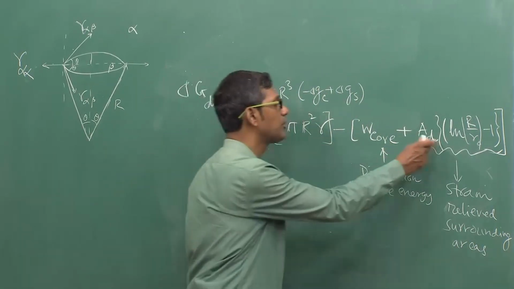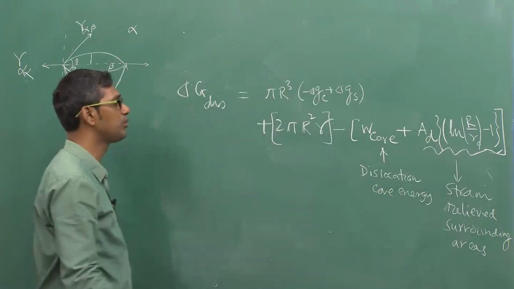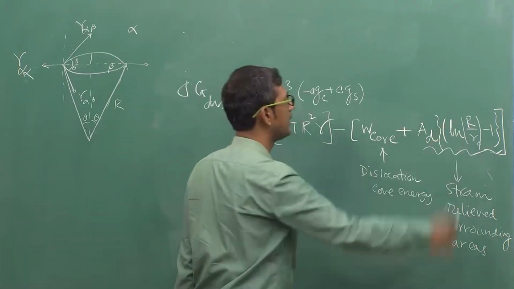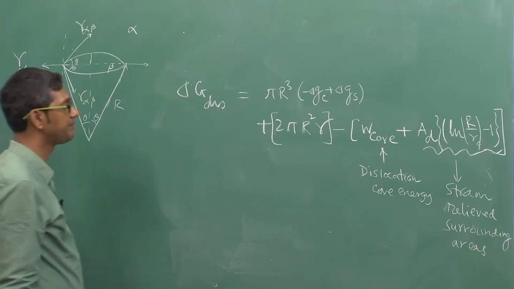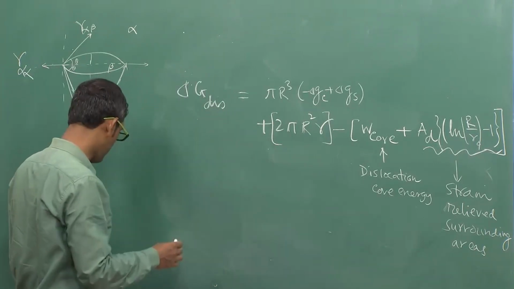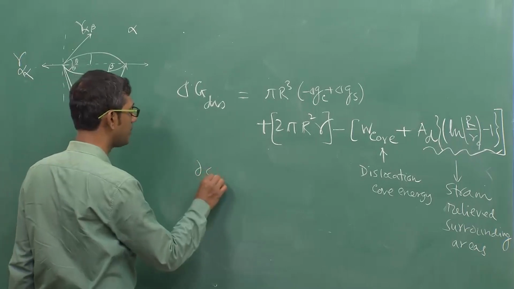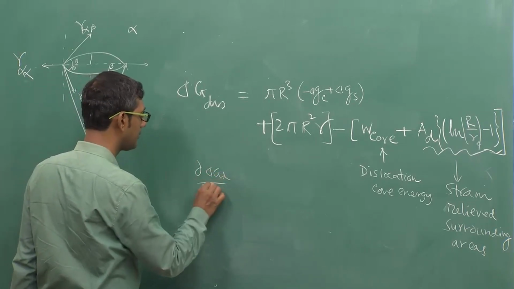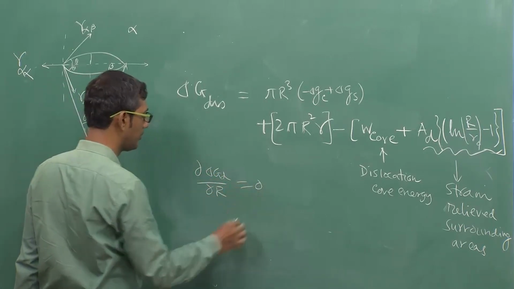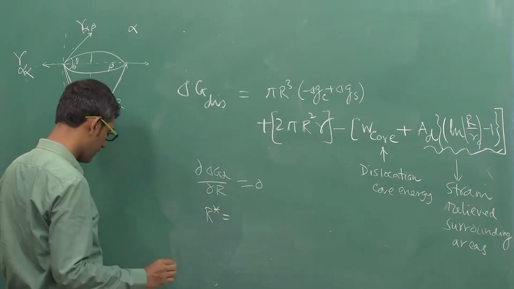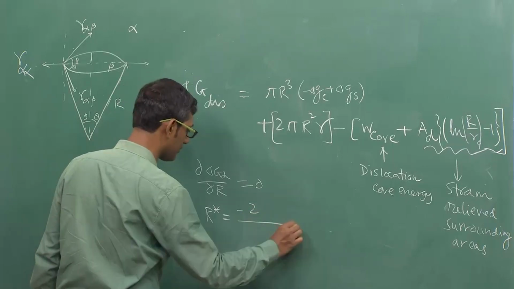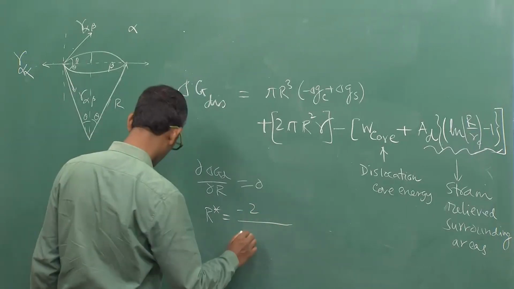And this equation is familiar to many of you if you have looked at any mechanical metallurgy book. So that is the total energy of the system. Therefore, if I do the analysis, that is if I make delta G by del R equal to 0, I get R star. That's what R star is, basically a very complex equation. It's not a simple equation anymore.